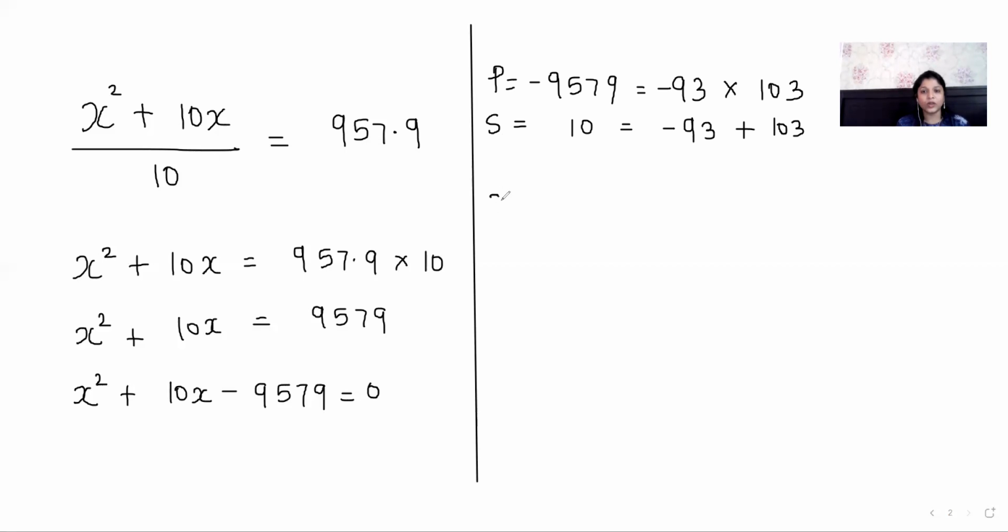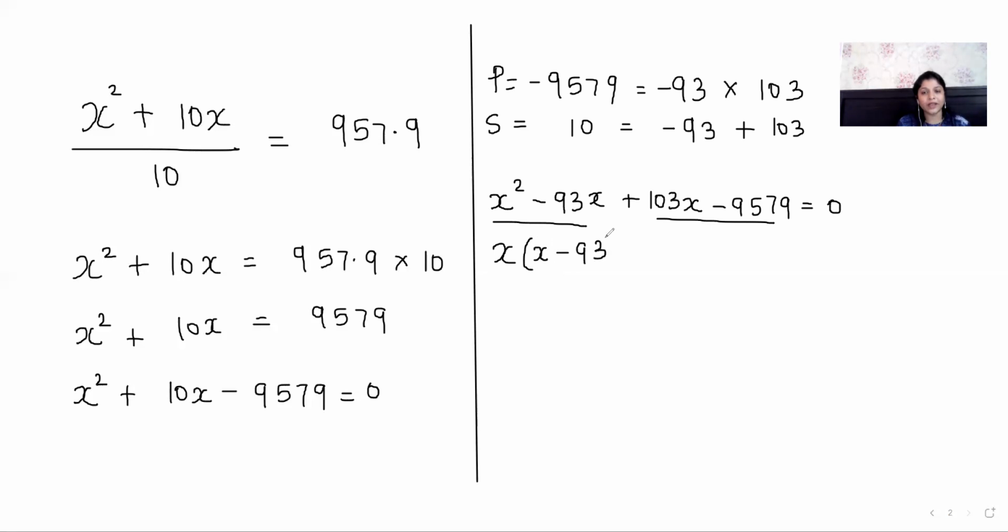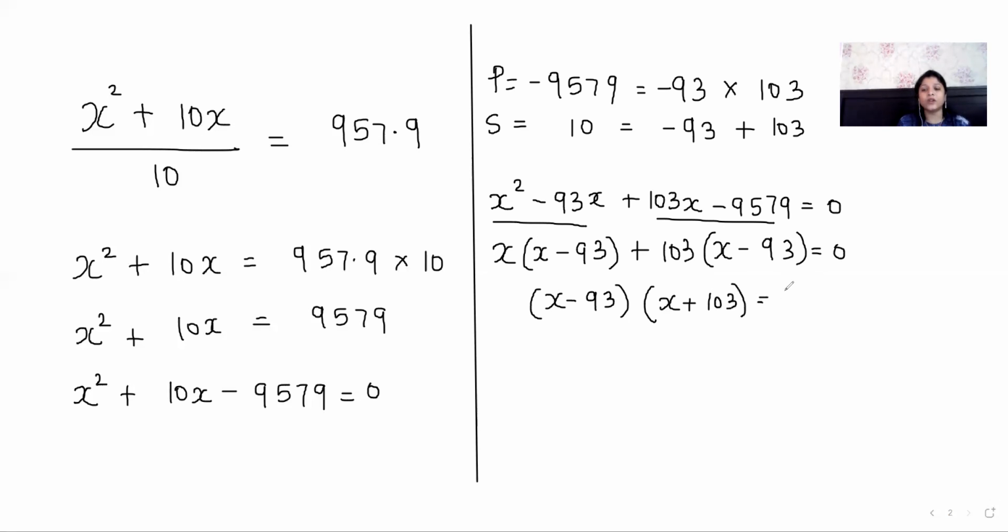We got our factors. So we are going to split the middle term as x squared minus 93x plus 103x minus 9579 is equal to 0. We will be underlining two terms here to take out the common factor. x common, what remains in the bracket is x minus 93. 103 common, what remains in the bracket is the same bracket, x minus 93, equal to 0. Common bracket, x minus 93. Next bracket, x plus 103 is equal to 0.